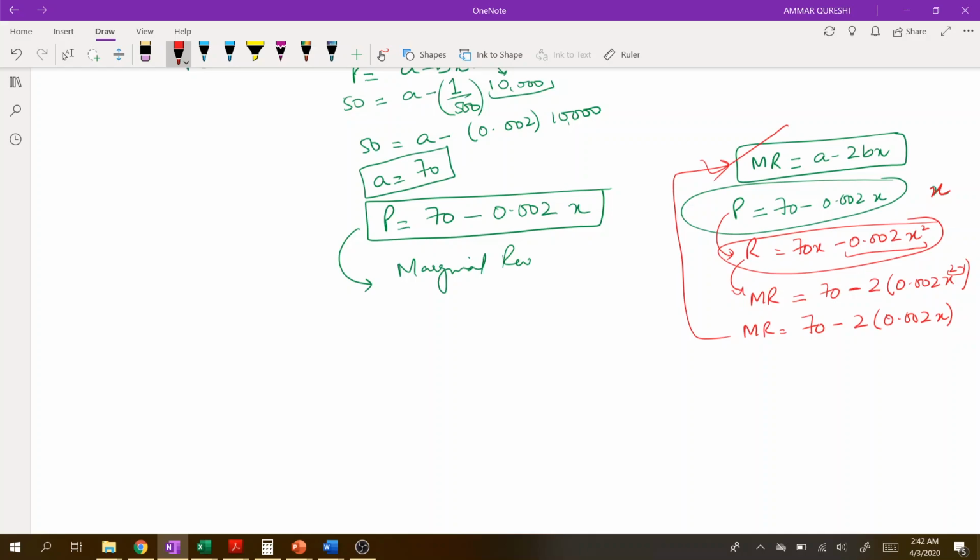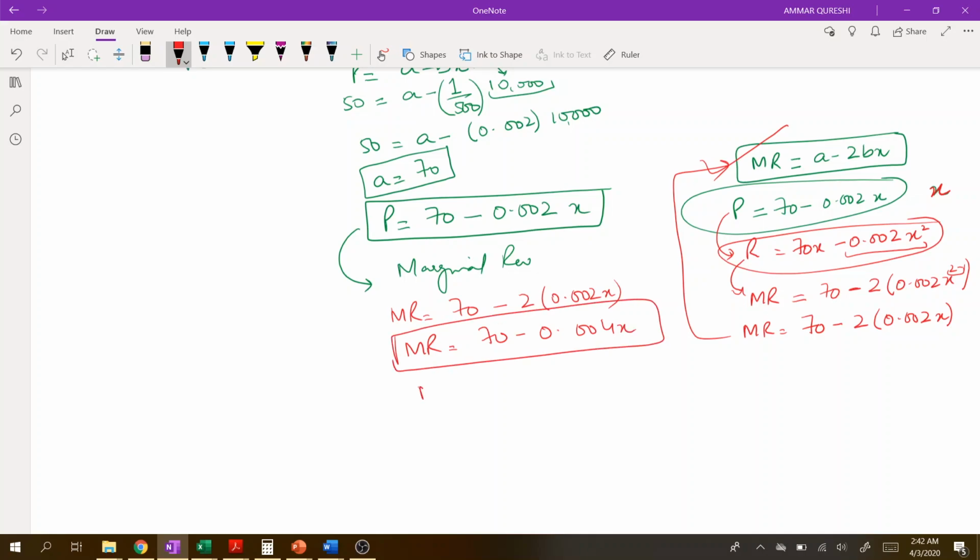So the examiner will not ask you this. This is just an analysis. The examiner is not going to ask this. So what will be the marginal revenue in this case? Marginal revenue will be equal to A minus 2BX. So marginal revenue will be 70 minus 0.004 of X. So this is basically marginal revenue.